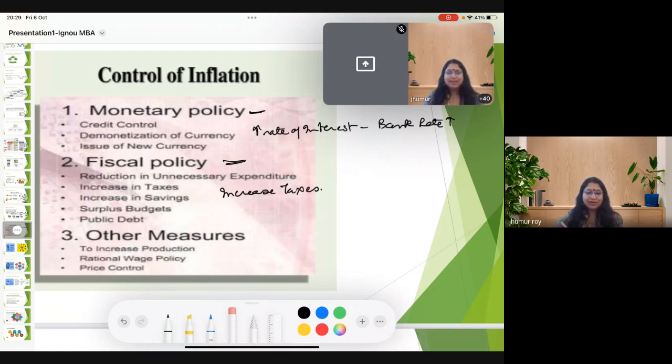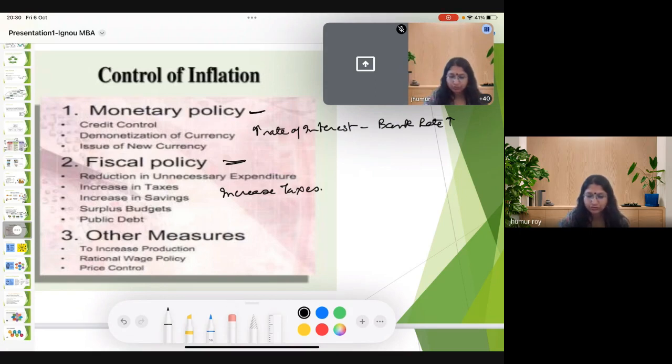Okay. So here, when we talk about fiscal policy, we say we are going to increase taxes. So when we increase taxes, money with people will decrease. If money with people decreases, they will demand less things in the market, and naturally the prices will come down. As I said, too much money chasing too few goods. So if you can decrease the amount of money with people, then automatically the inflation rates can be decreased.